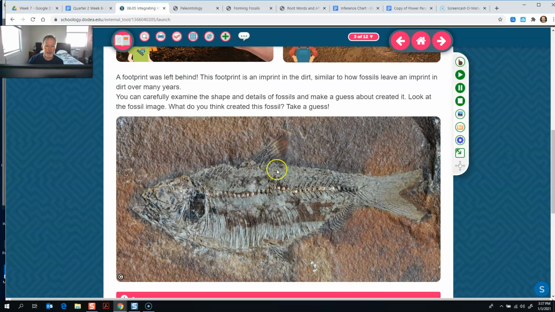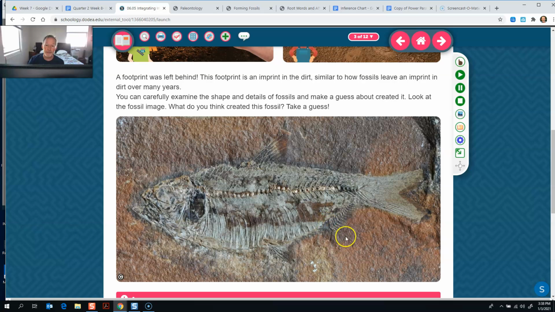Okay, so this is a fossil, and that is from Nebraska. This is from Agate Fossil Beds. It's up in the northwest corner. I've been there. Very, very cool place. And this is from the Eocene period. It's 35 million years ago.